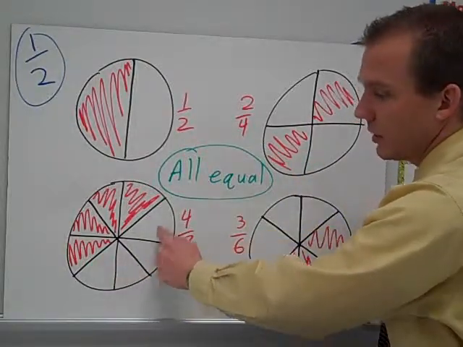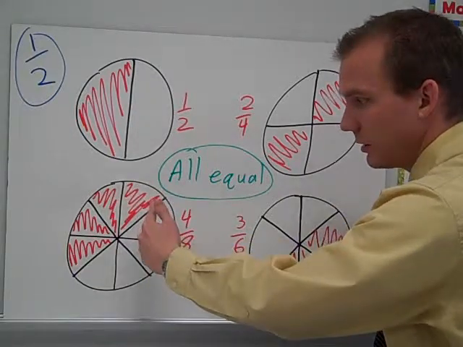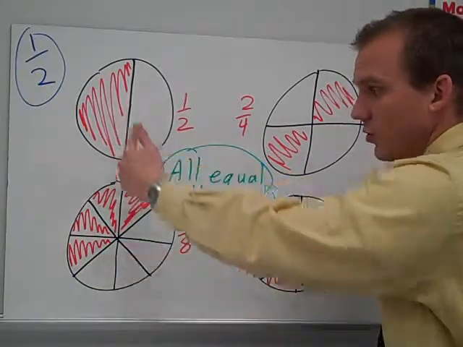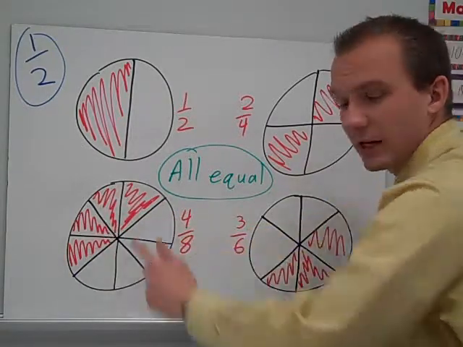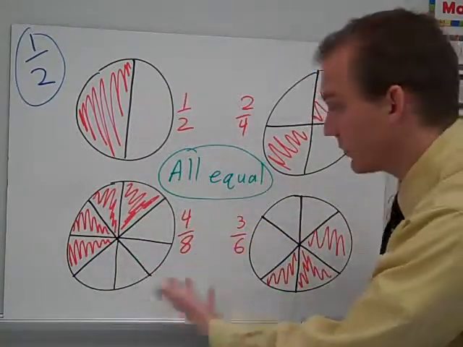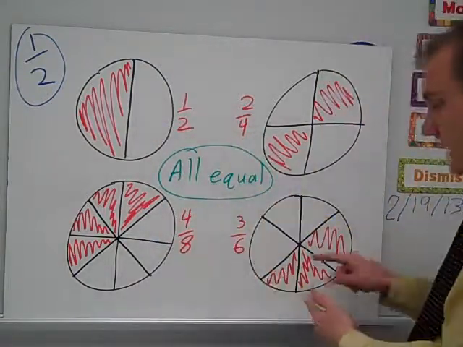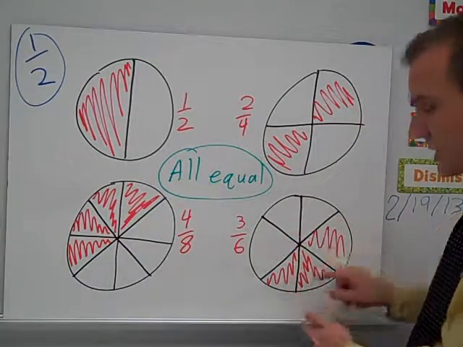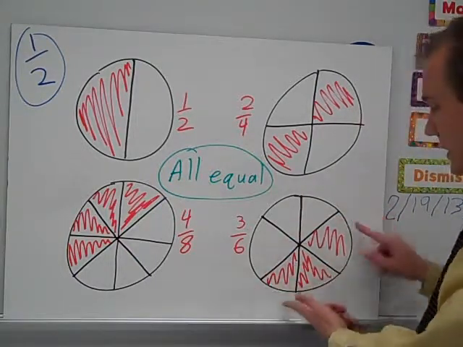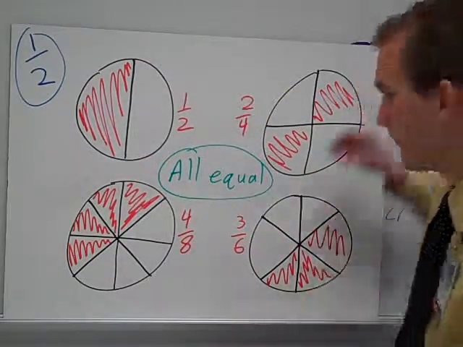Down here I have 8 equal parts. 4 of them are shaded in. That is equivalent to 1/2. You can see this line right down here. You can see this actually just looks like half of the circle. So 4/8 equals 1/2 equals 2/4. And finally, 6 parts. Again, I have 3 of the 6 total shaded in. And you can see that this is the same as 1/2, just in a different location in the circle.